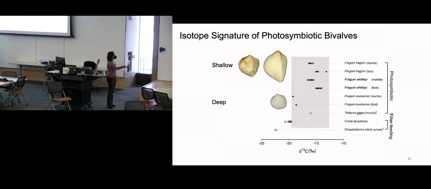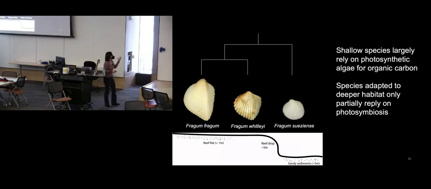But for the deeper species, right here, you can see that the delta C13, or isotope signature, is between the entirely heterotrophic host and the entirely photosymbiotic host. So this species, from isotope signature at least, is partially relying on photosymbiosis and partially relying on heterotrophic feeding. It kind of makes sense because they live in a deeper environment. They don't actually get that much light, right? So from this, we can see that the shallow species largely rely on their symbiotic algae, but the species that's adapted to the deeper habitats relies partially on photosymbiosis. So light availability actually has an impact on the ecology, on the actual association between the host and their symbionts, right?